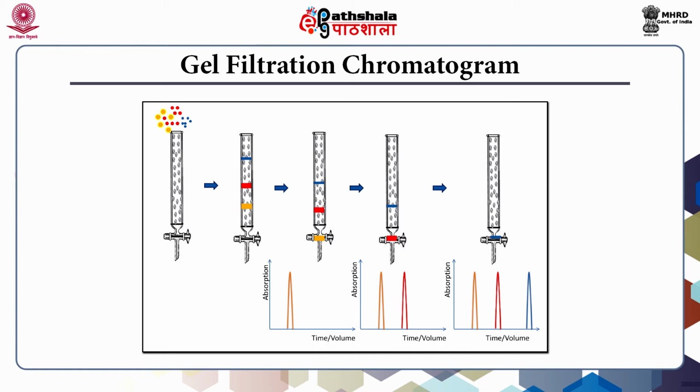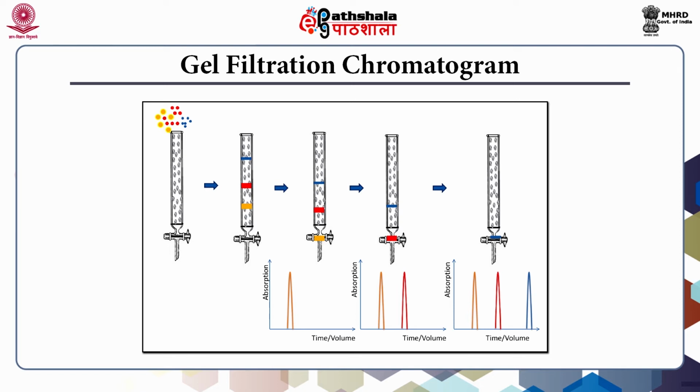The first band from the bottom, the yellow color band, is there because the molecular weight of the yellow color molecules is bigger than the molecular weight of the red color molecules, and the smallest molecules are the blue color molecules. That is why the bigger molecules, which are moving faster inside the column, come out of the column first. When you see the third picture, the yellow color molecules have already eluted out of the column. That is why there is a yellow color peak which you can observe below the third column.